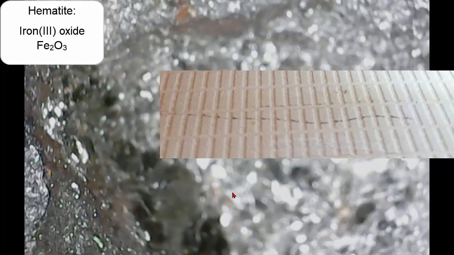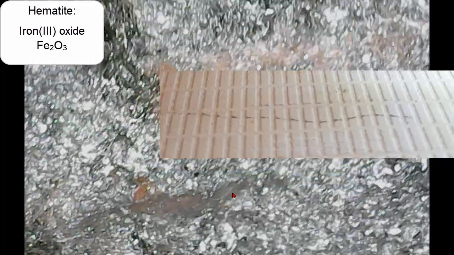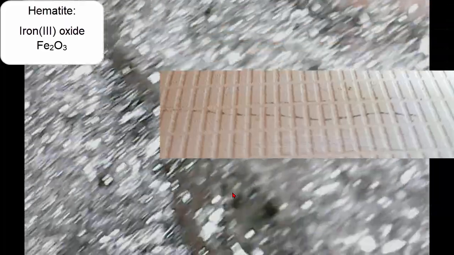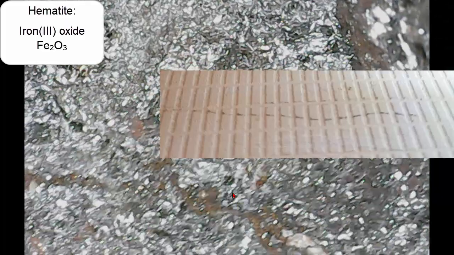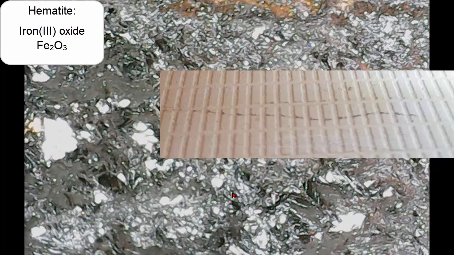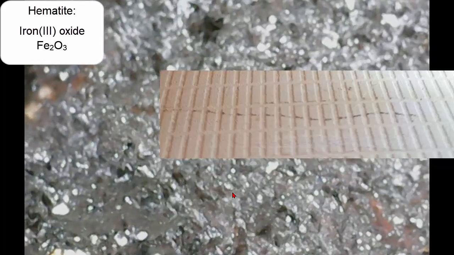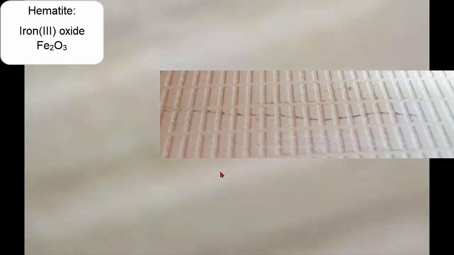All right, and that's the big argument. The argument is this is just one mineral. If it was a rock, it would give a mixture of hardnesses on hardness tests, and it would give a mixed streak as well. And so there you go. That is the one case where the streak test is actually useful. It's hematite.